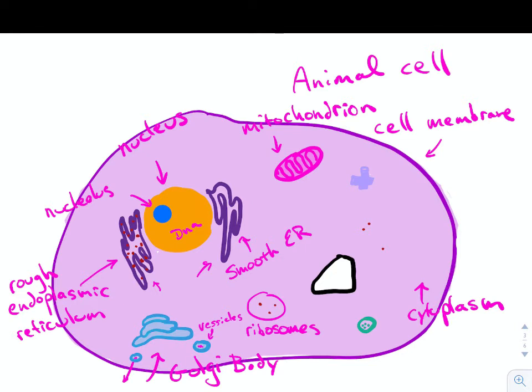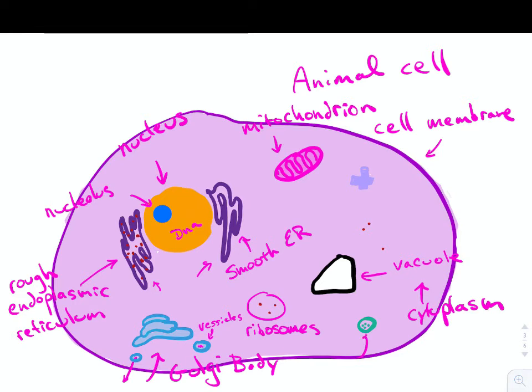We also have a vacuole here. This is a vacuole. And in an animal cell, a vacuole is relatively small. A vacuole is kind of like a warehouse for storage. It stores maybe some extra sugars or some water or something else that the cell needs. But in an animal cell, it's relatively small compared to what we will see in a plant cell.